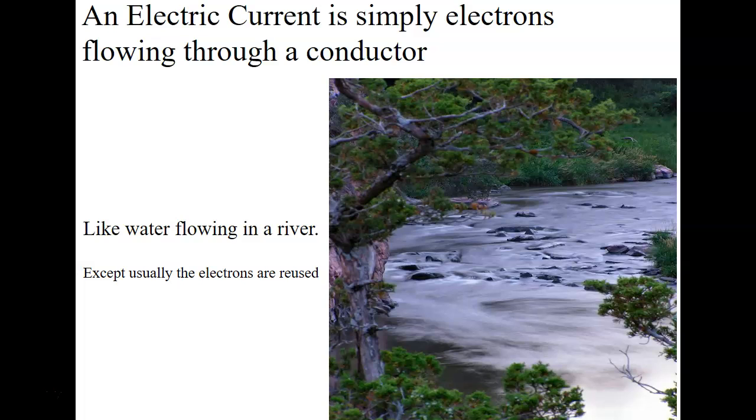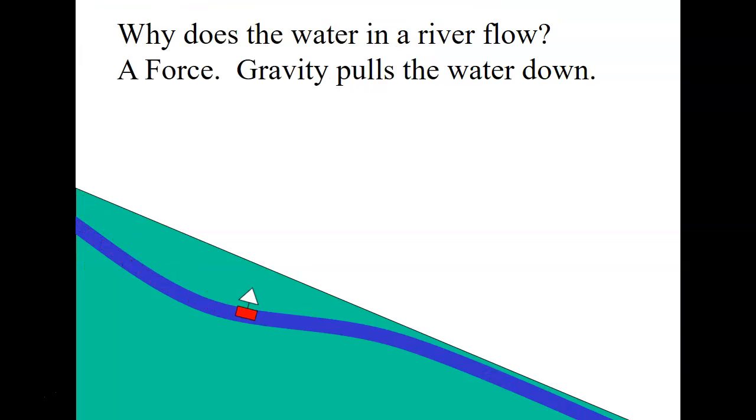So electric current is simply electrons flowing through a conductor, like water flowing through a river, which is why water is often used as an analogy to electricity, because electricity can be somewhat hard to visualize sometimes. So you'll frequently see water used as an analogy.